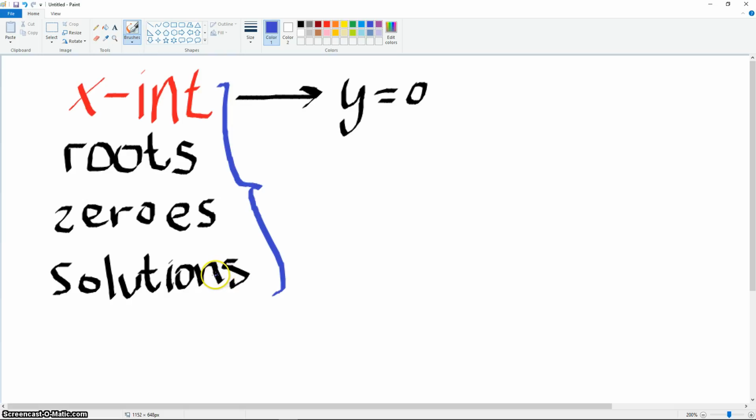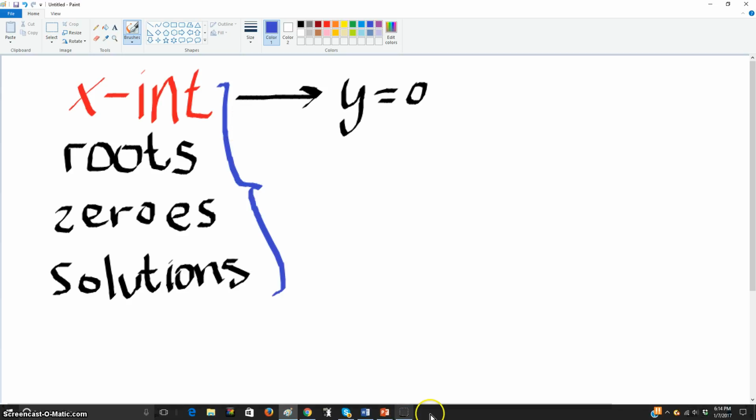And you may encounter Mr. Marks or myself interchangeably use those words. I may say x-intercepts, and then a couple sentences later I may say roots, or so on. So I just want you to get in the habit of making the connection that all of these vocabulary terms mean the same thing.